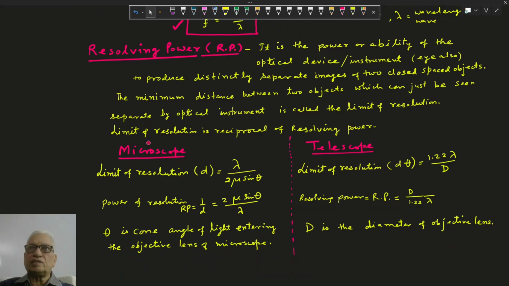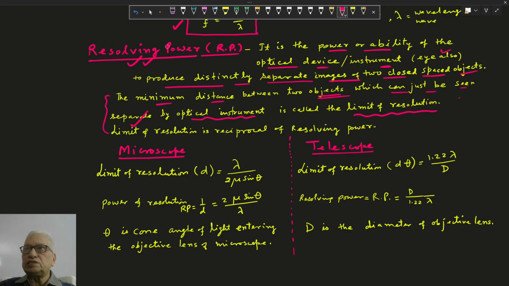Now resolving power. Resolving power of the instrument or eye is the power or ability of the optical device or instrument, eye also, to produce distinctly separated images of two very closely spaced objects. The closer the distance we can separate, the greater the resolving power. So this is the minimum distance between two objects which can just be seen separately by the optical instrument. This is called the limit of resolution. The smaller the distance we can separate, the more the power. Resolving power and the limit of resolution are reciprocal to each other.